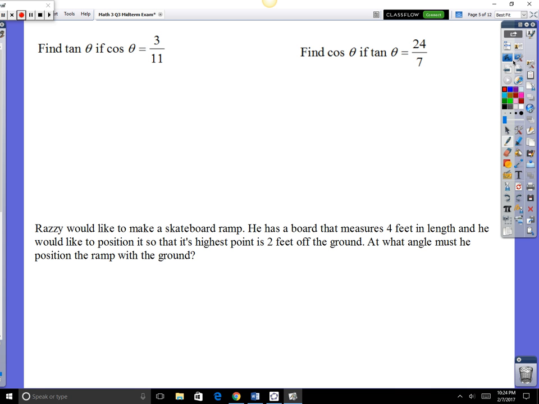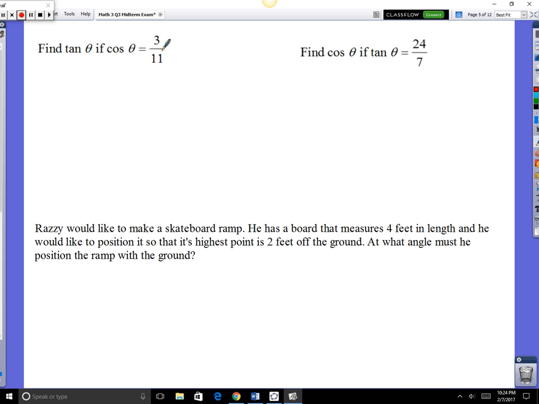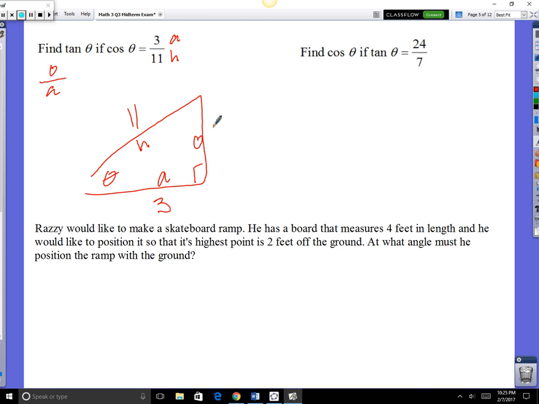Next, we need to find the tangent of theta if the cosine of theta is 3/11. Okay, I'm going to draw my own triangle again, make it 90, and you need to mark it. So we'll mark it from there, put theta there. If you put theta there, this is the hypotenuse, this is opposite, this is adjacent. And the fraction they gave you was cosine, so cosine is adjacent over hypotenuse, so that means this one is 3 and this one's 11. And they want you to find tangent. Tangent is opposite over adjacent, so I need this piece right here.